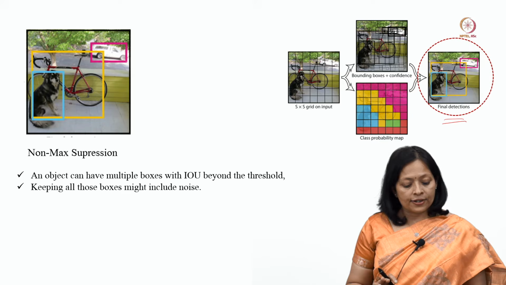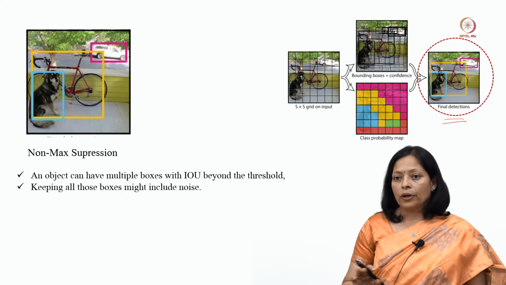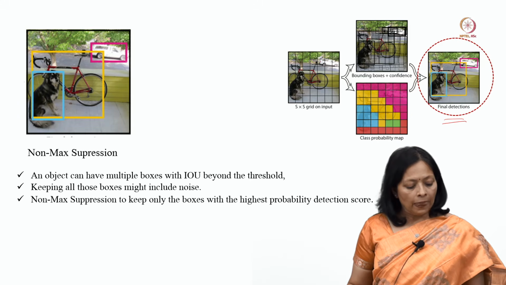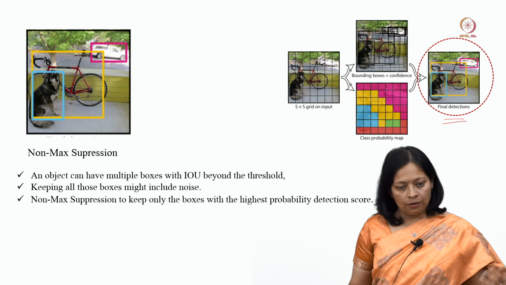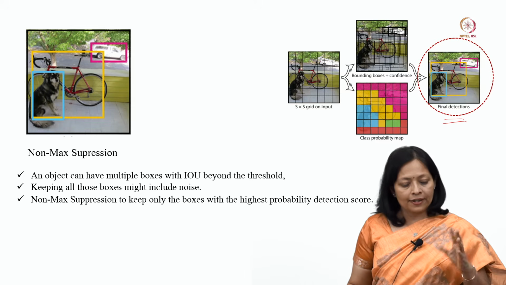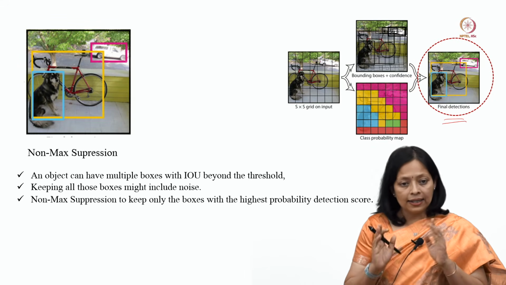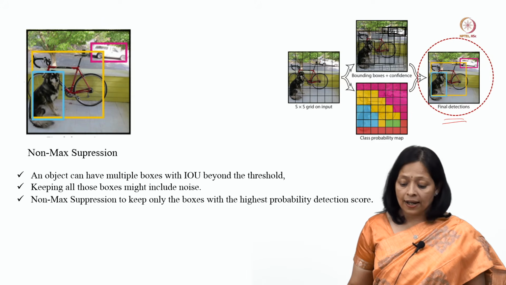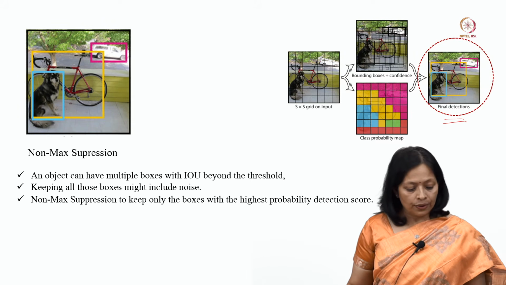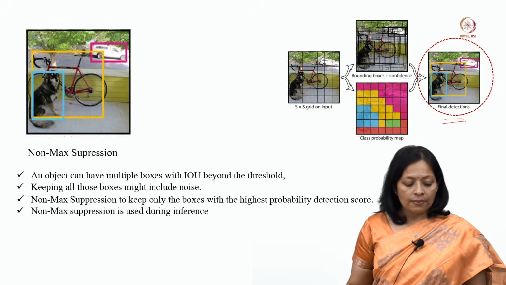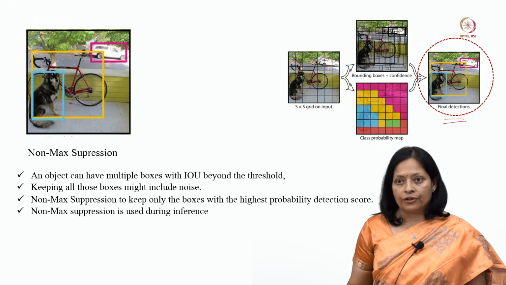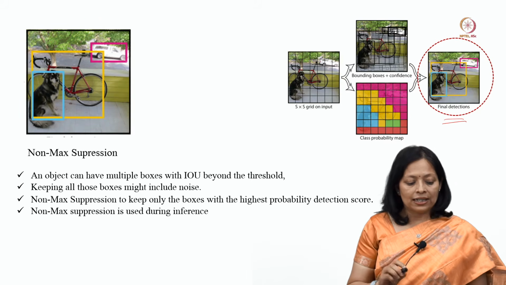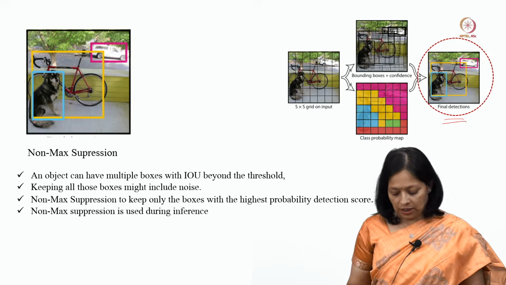Keeping all those boxes might include noise. We do not want multiple boxes to come for one particular object inside the image. Non-max suppression, as we have seen in our previous lecture also, suppresses the duplicate ones and gives only the exactly fitting bounding box. So, non-max suppression keeps only the boxes with the highest detection scores. This non-max suppression is used during the inference time. With the use of non-max suppression, we are getting one single box per object.